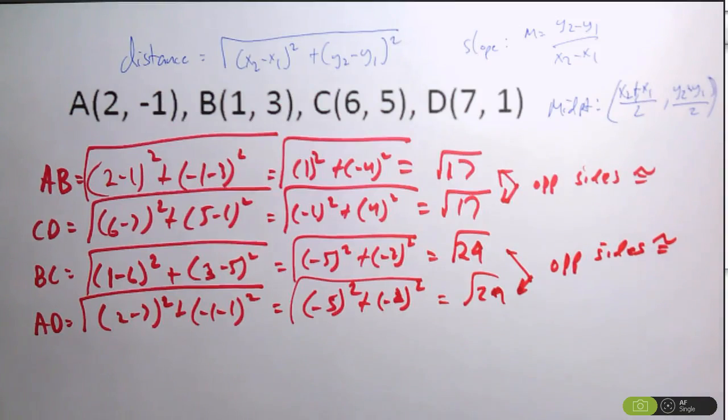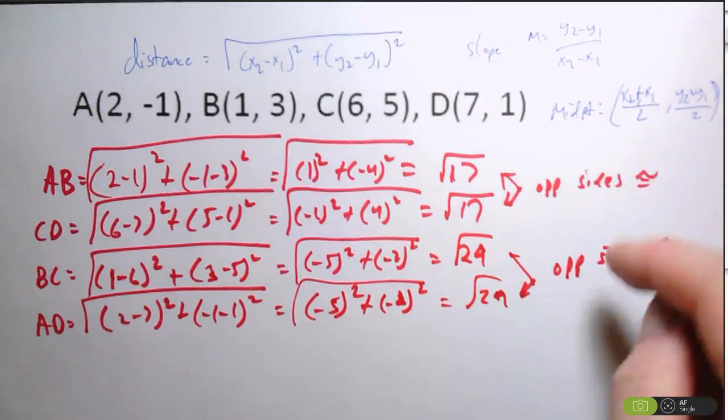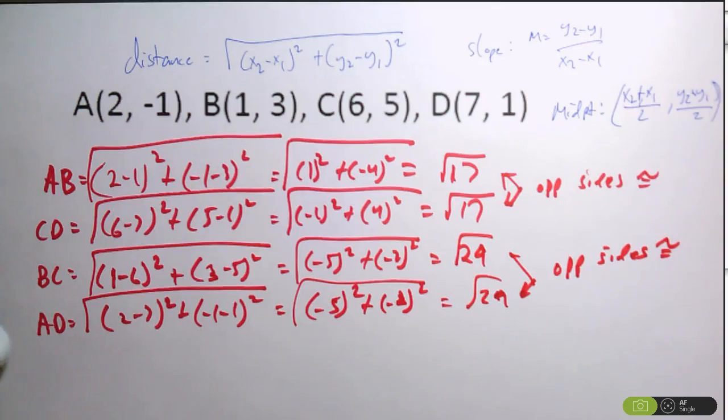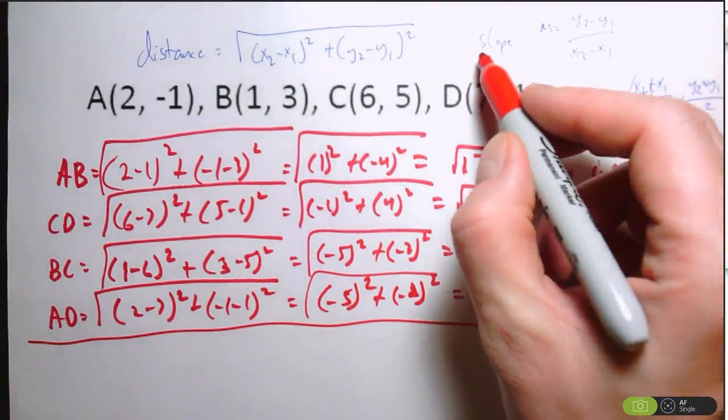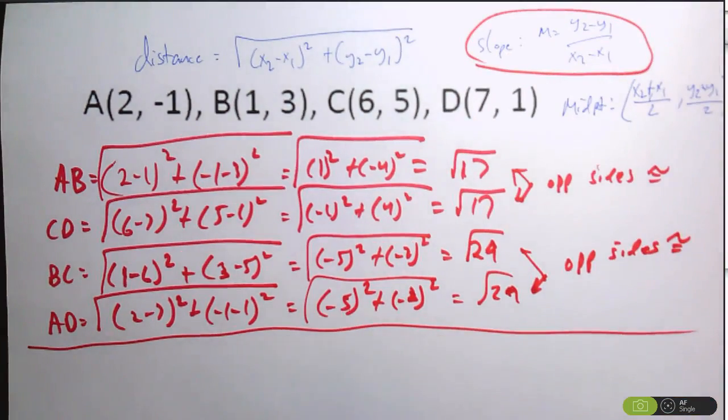So that's one way to prove it, is I would prove that both pairs of opposite sides are congruent. The one thing I can't do is I can't prove angles are congruent. So that's one method there. The other method using slope is I could prove that both pairs of opposite sides are parallel, meaning they have the same slope. So I'll do that.